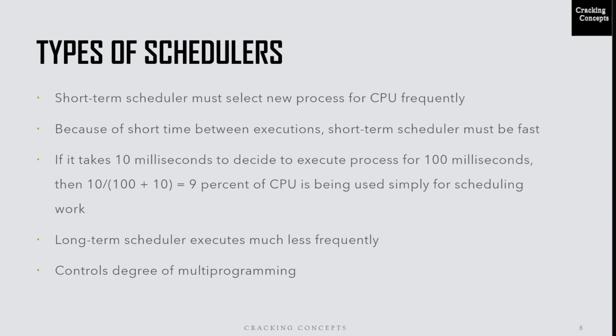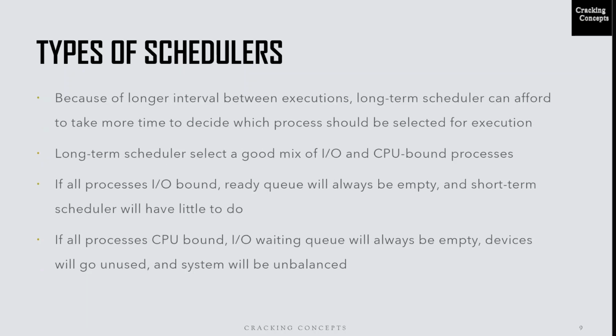The long-term scheduler executes much less frequently. Minutes may separate the creation of one new process and the next. The long-term scheduler controls the degree of multi-programming, that is, the number of processes in memory. If the degree of multi-programming is stable, then the average rate of process creation must be equal to the average departure rate of processes, that is, leaving the system. Thus, the long-term scheduler may need to be invoked only when a process leaves the system.